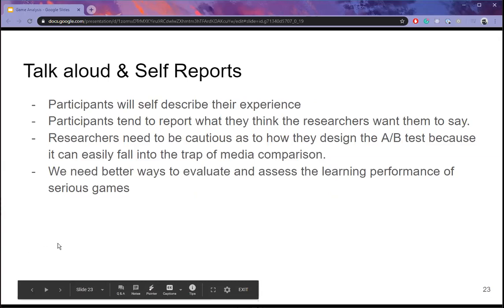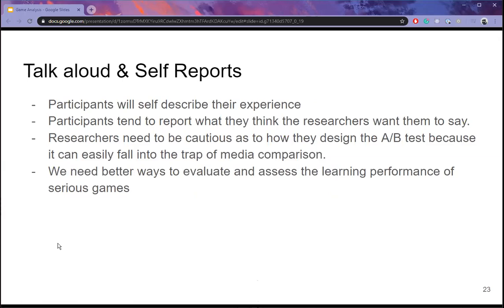Well, think-aloud and self-reports. It's when participants talk and describe their experience. A problem is that participants tend to report what they think the researchers want them to say, so it can be an issue for the validity of the experiment.